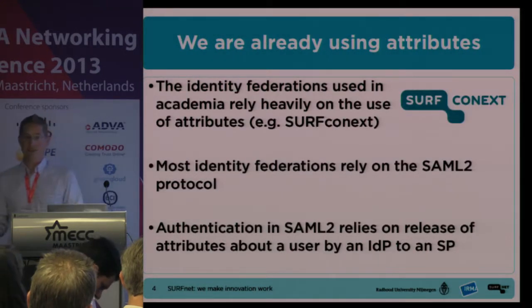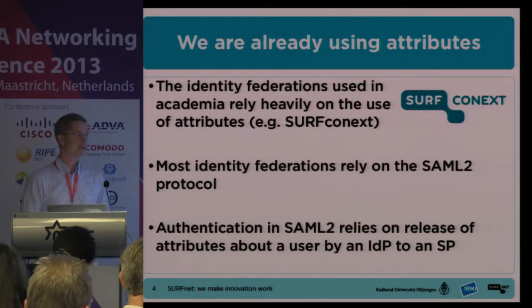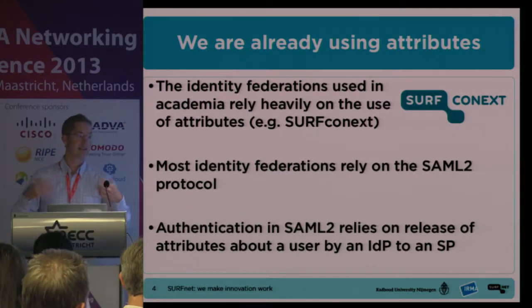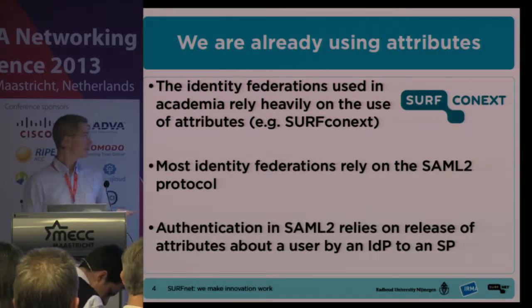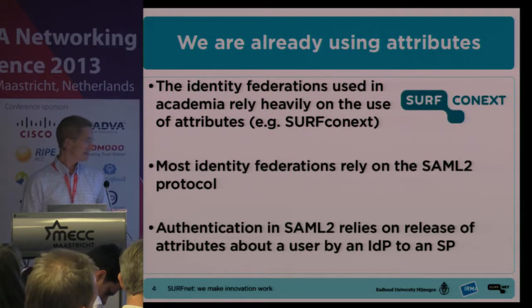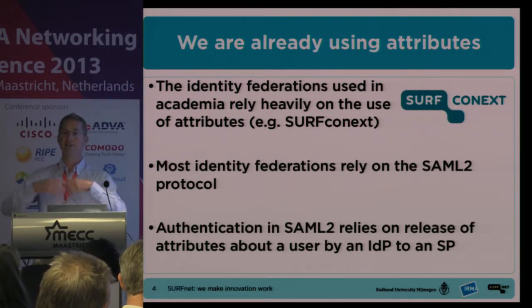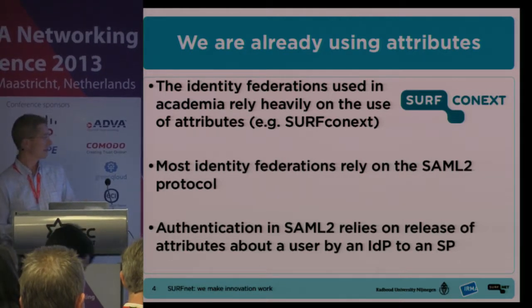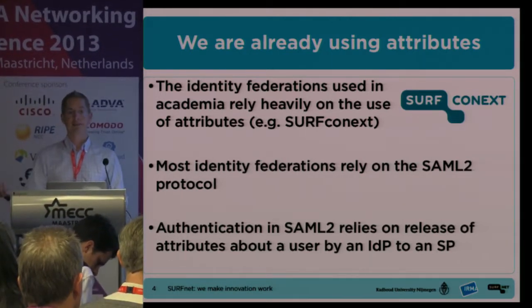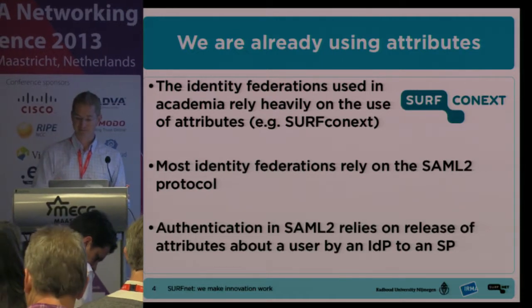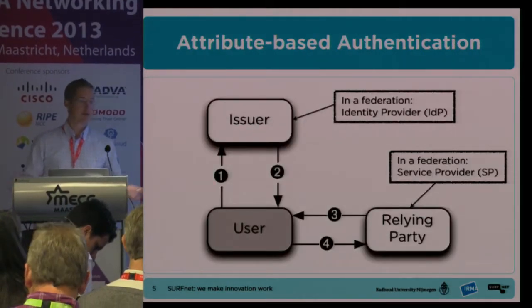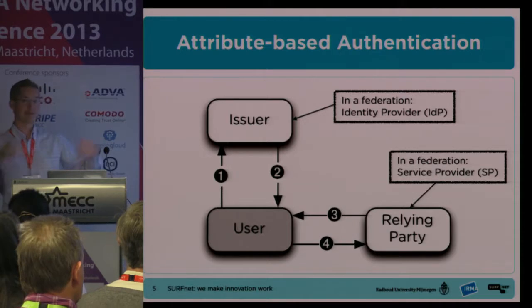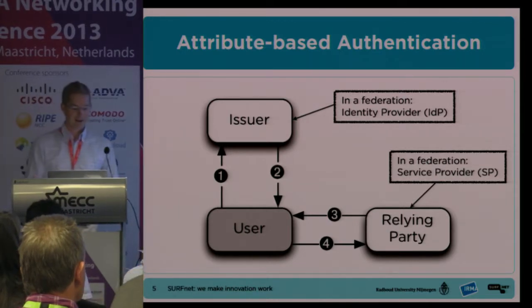Because in the federation community, we've been using attributes for years, right? For the last 10 to 15 years, identity federations have been ruled by attributes. And most of those rely on protocols like SAML2, and they rely on information about you as a user being released by an identifying party called the IDP to somebody who relies on that information, the service provider. And that is what we call attribute-based authentication, right? I'm telling you nothing new here.